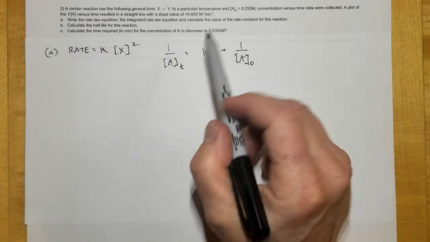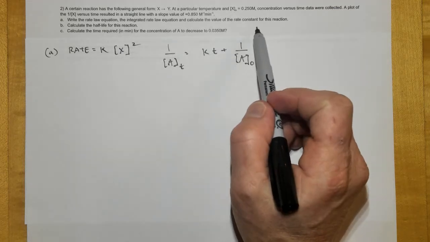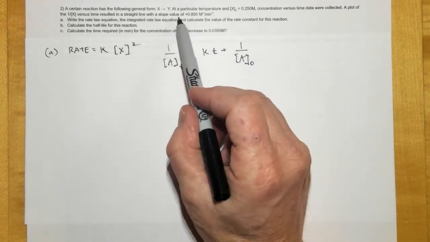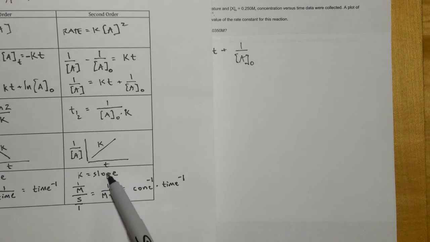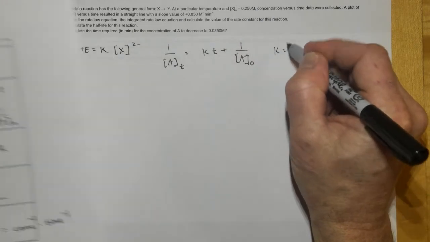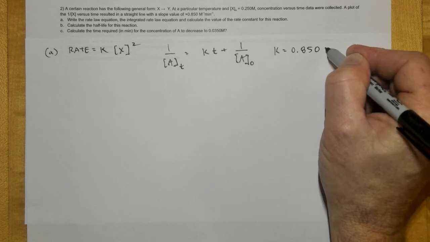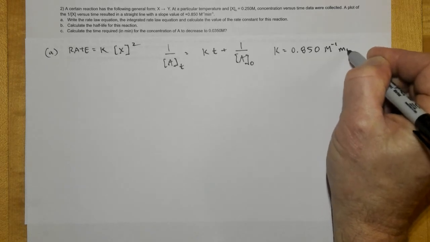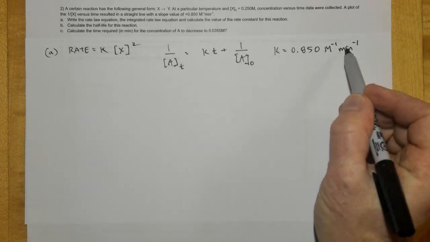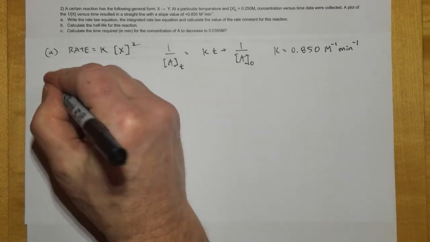And then calculate the value of the rate constant. So they tell us the slope value right here, and remember the slope is k. So if we know the slope, we know k, and so k is equal to 0.850, and that's per molarity per minute. Ooh, I love that they give us those tricky units with the negative ones like that.